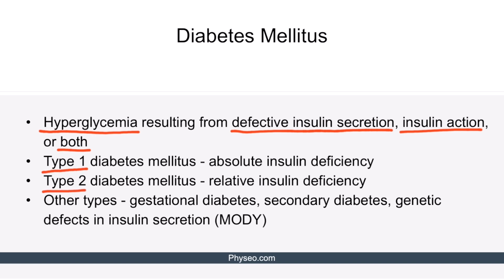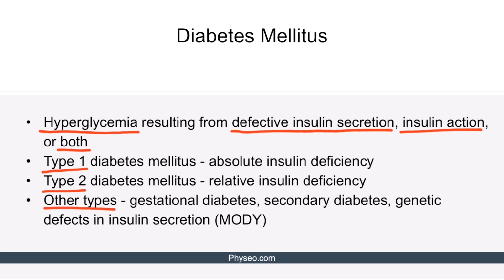Type 1 diabetes is characterized by absolute insulin deficiency, which results from autoimmune destruction of the insulin-producing cells of the pancreas. On the other hand, type 2 diabetes is characterized by peripheral insulin resistance and an inadequate compensatory response by the islet cells, those cells of the pancreas that produce insulin. So it's a relative insulin deficiency. We'll discuss more about these two types on our next slide.